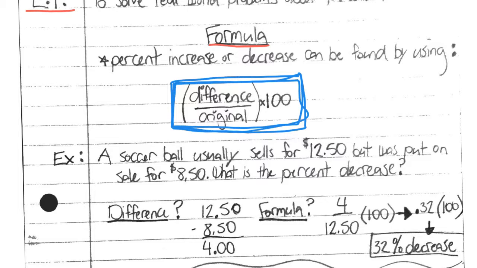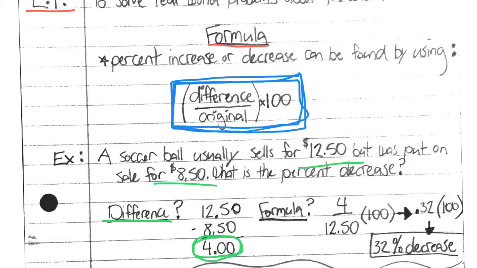So the first thing is, okay, the two things we obviously have to figure out are the difference and the original, because we have to put difference divided by original times 100. So to find the difference, how do we do that? Well, they gave us the two prices. They gave us the old price and the new price. So we just subtract those. So we're going to take $12.50 and we're going to subtract $8.50, and that's going to give us our difference of the two prices, which is $4.